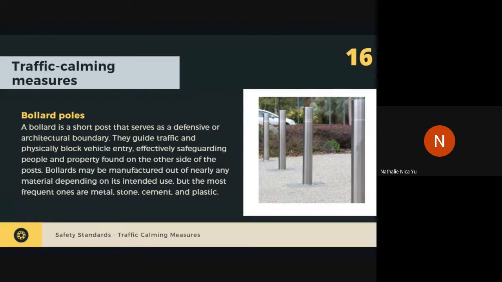And it's not preferable to use wood just because it's not good for impact. Most likely, people use cast iron, and you can usually see these in airports as well. So, yep. Next slide, please.